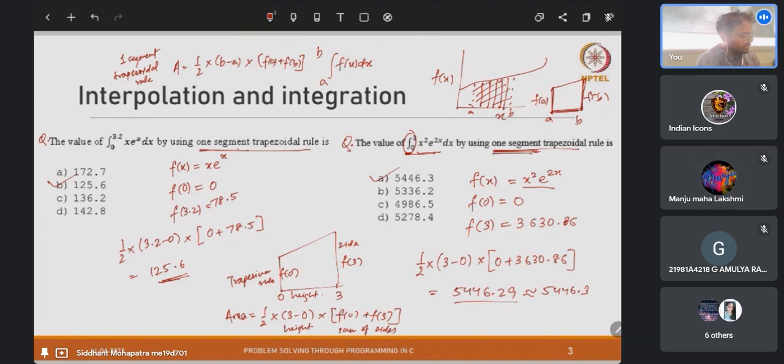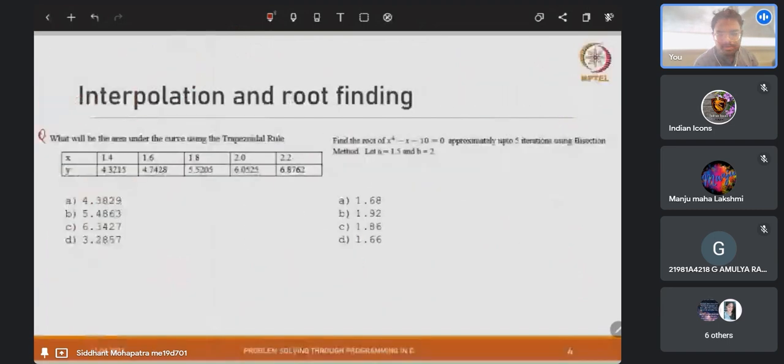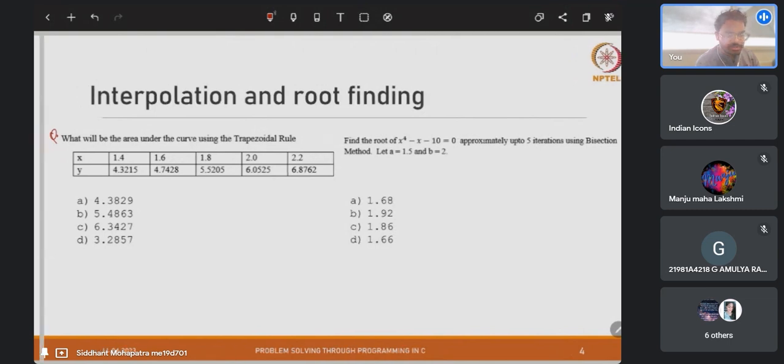Alright, so let's go to the next question. Here we do the trapezoidal rule, but as you can see there are multiple points here. We have 5 points, so we will consider 4 trapezoids in between them. The first trapezoid will be between 1.4 to 1.6. Let us calculate the value, and the value has also been given to us.